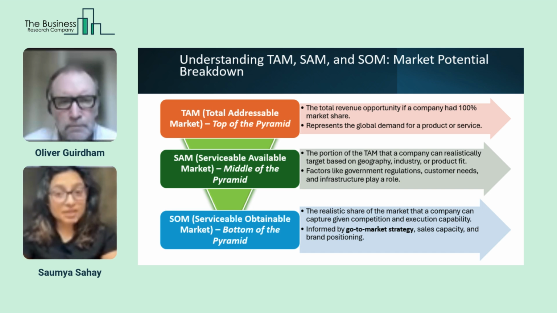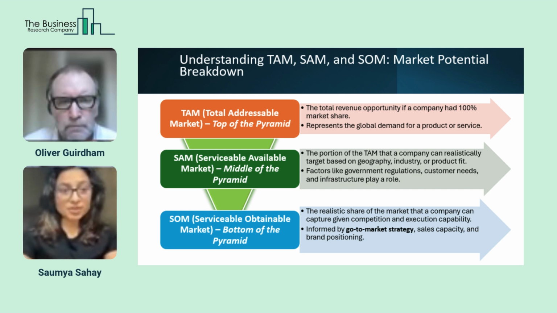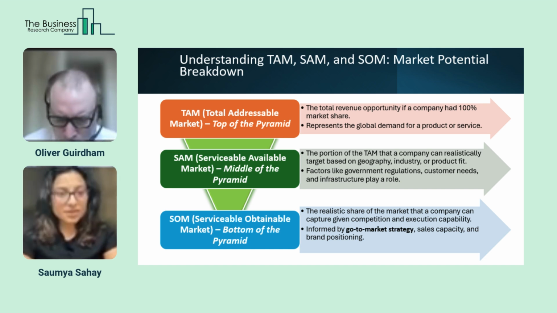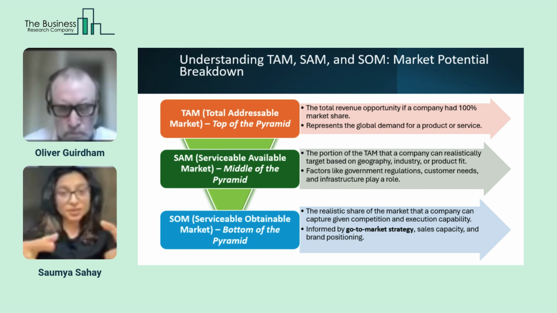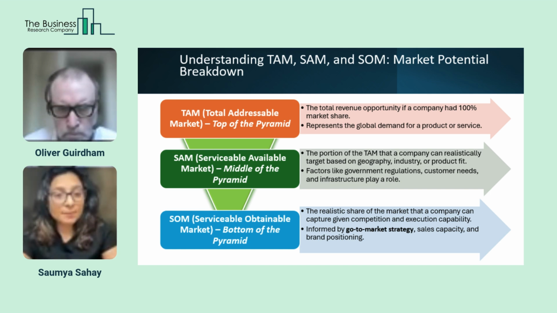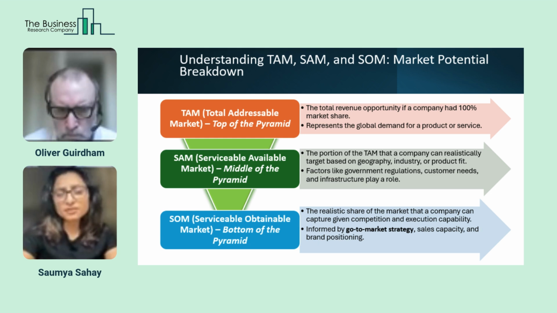So the breakdown of TAM, which is the total revenue, the top of the pyramid, goes to the second level, which is SAM. The abbreviation stands for serviceable available market, which is the middle of the pyramid. To understand SAM better, this is the portion of TAM that a company can realistically target within a geography or within an industry, or from the specific product or service that you're selling or that you want to penetrate within the market.